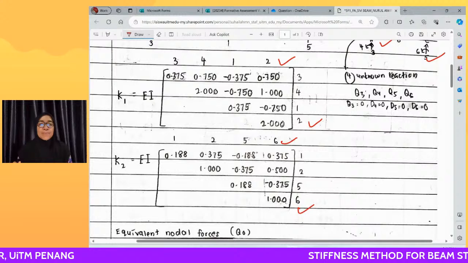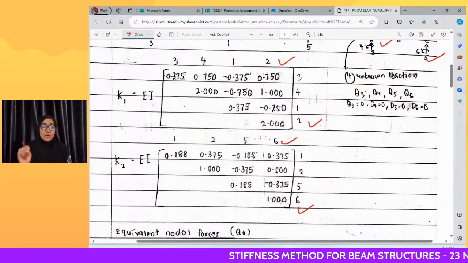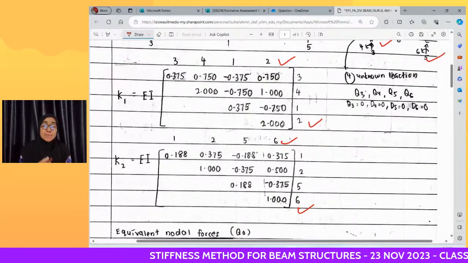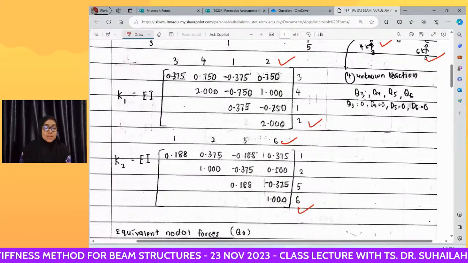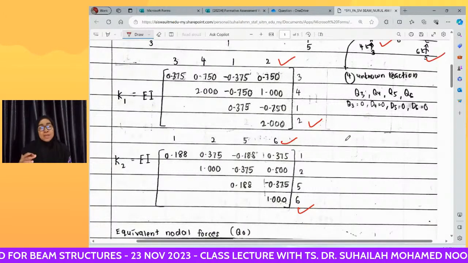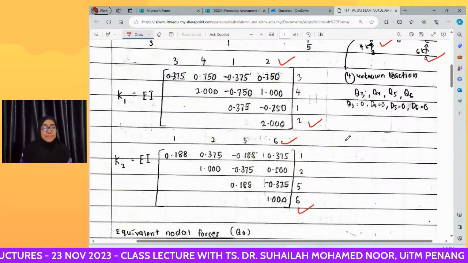So this is 1256. This label shows the position in the structure stiffness matrix. The structure stiffness matrix must be written in order later on.